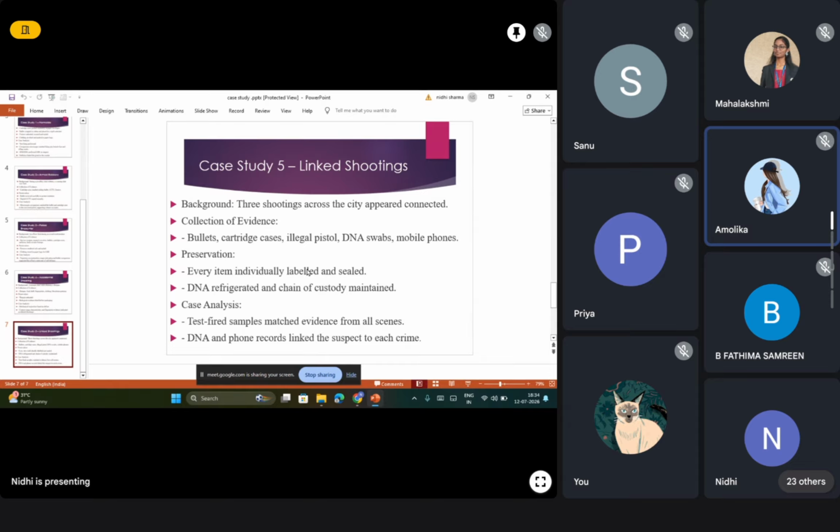In that, you have seen those terrorists, they called each other, and at the exact same time, in 8 to 9 cities, they exploded a bomb. So that is what we are talking about in the case of linked shooting. Three shootings across the city appeared connected. Evidence: bullets, cartridge cases, illegal pistol, DNA swabs, mobile phones. So here you will be getting mobile phones.